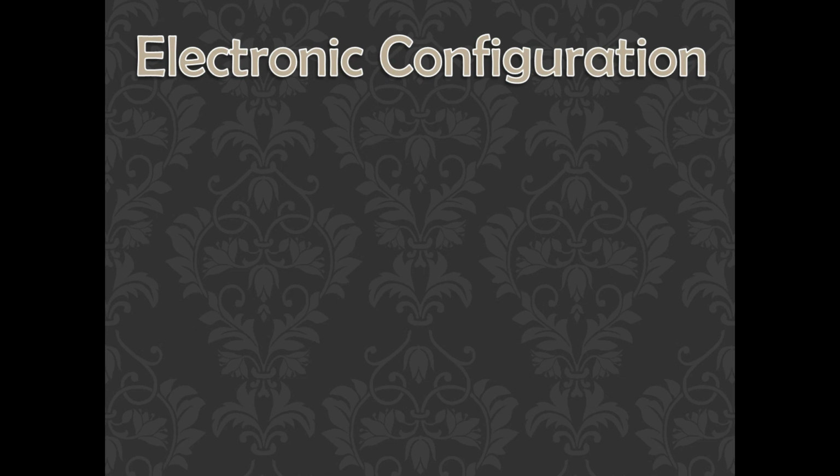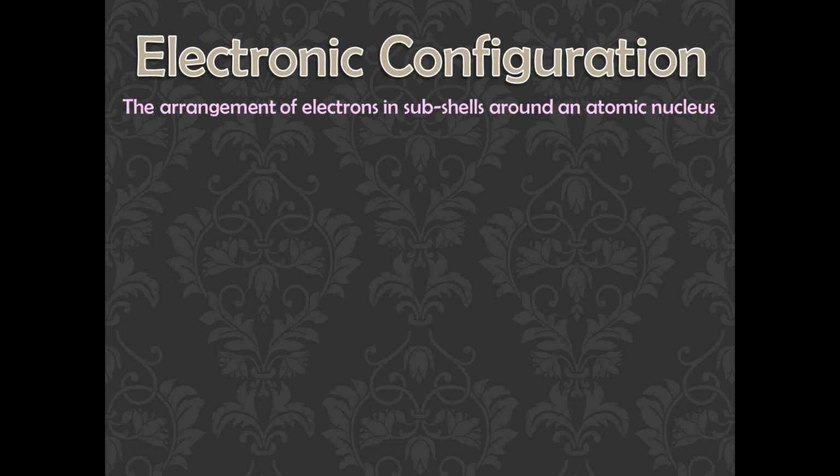Now I'll tell you what electronic configuration is. It is the arrangement of electrons in subshells around the nucleus of any atom. The arrangement of electrons in shells is known as electronic arrangement, and the arrangement of electrons in subshells is known as electronic configuration. If you fill electrons in these subshells S, P, D, F, this is known as electronic configuration.